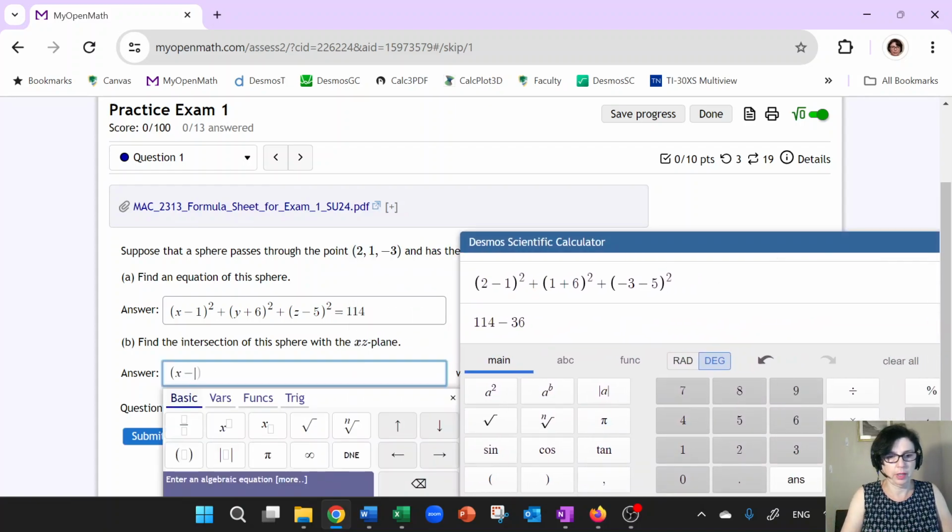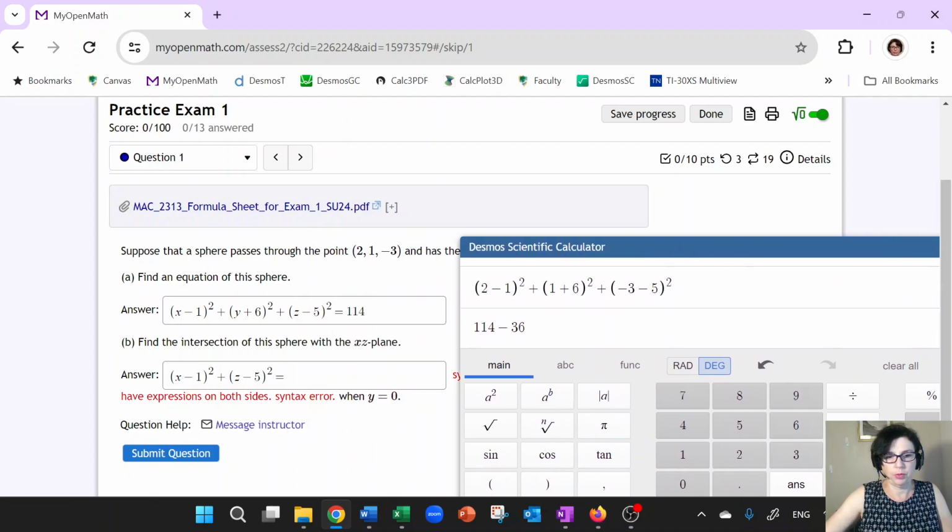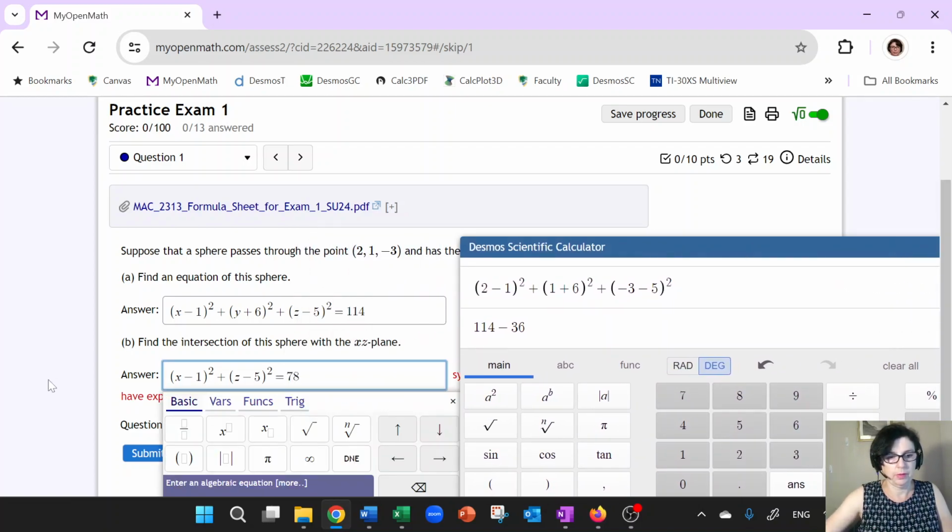Okay, so this will look like (x - 1)² plus (z - 5)² equals 78. You do have to simplify it. And it is a circle. The radius of the circle is going to be the square root of whatever that number is, so that would be the square root of 78 here.